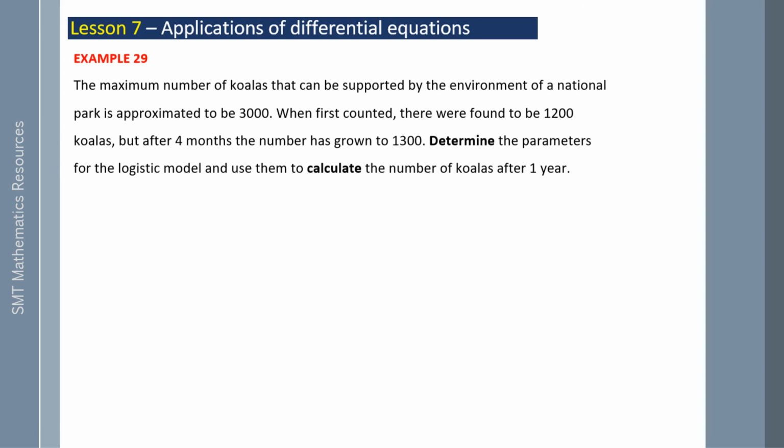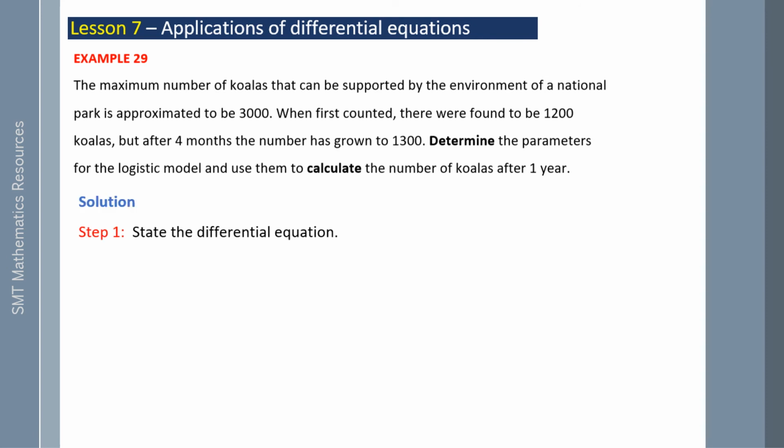Example 29. The maximum number of koalas that can be supported by the environment of a national park is approximated to be 3,000. When first counted, they were found to be 1,200 koalas, but after 4 months the number has grown to 1,300. Determine the parameters for the logistic model and use them to calculate the number of koalas after 1 year.